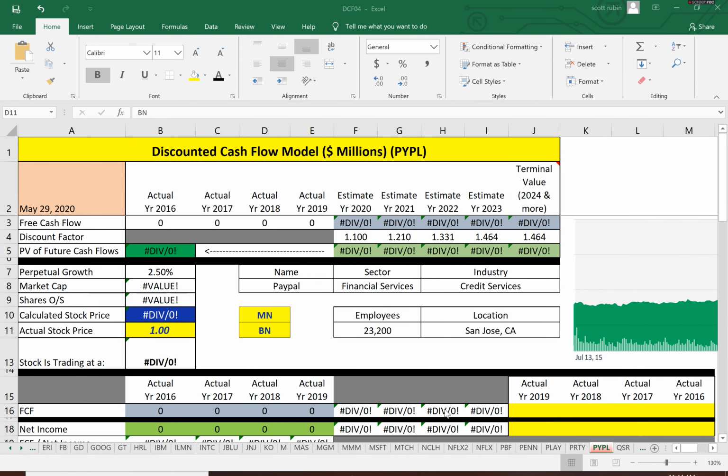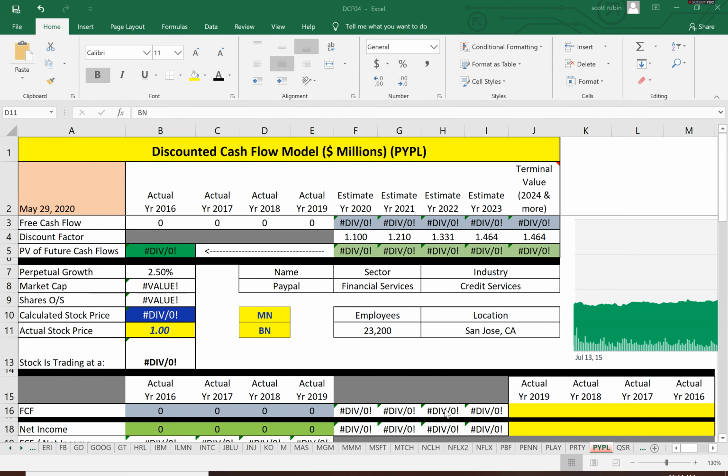And we can go into Yahoo Finance and the financials and the cash flows. And the best way to calculate the value of a company is to estimate the future free cash flow and discount that back to today's dollars. And that's what we're doing here in today's video.